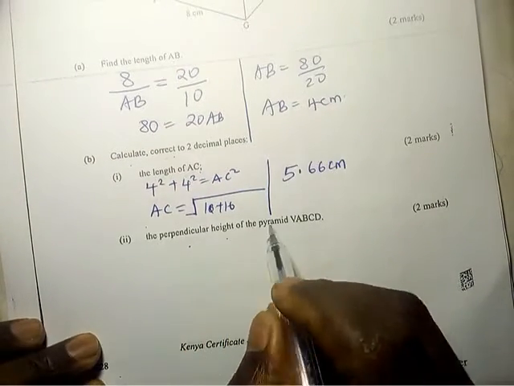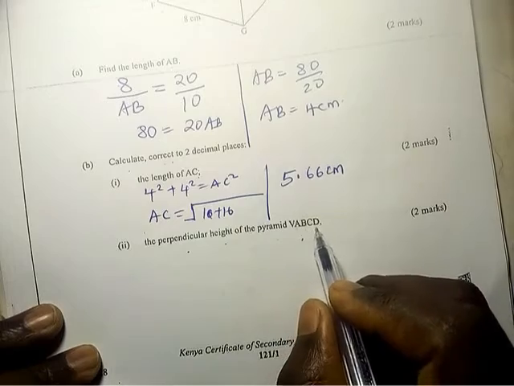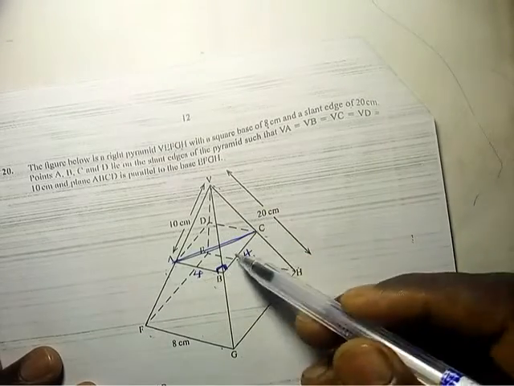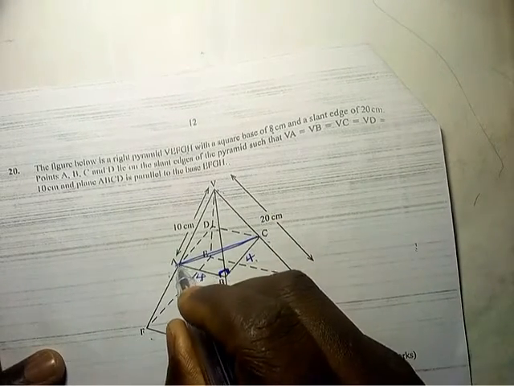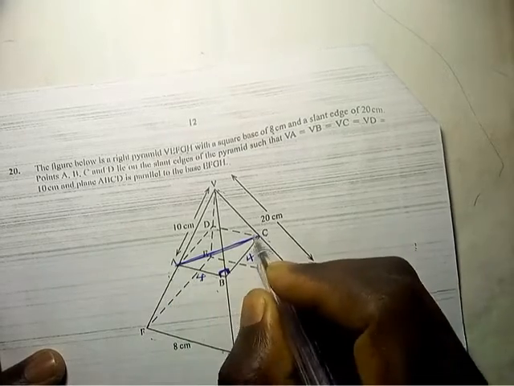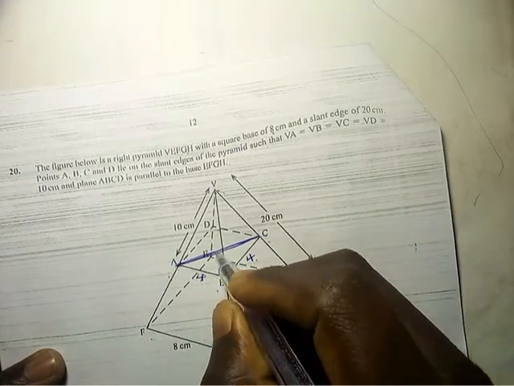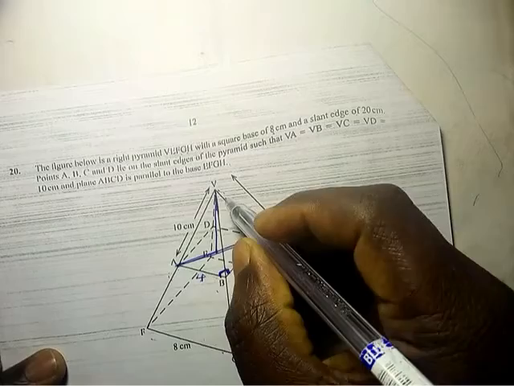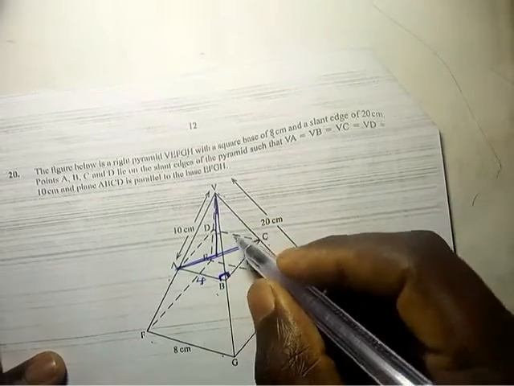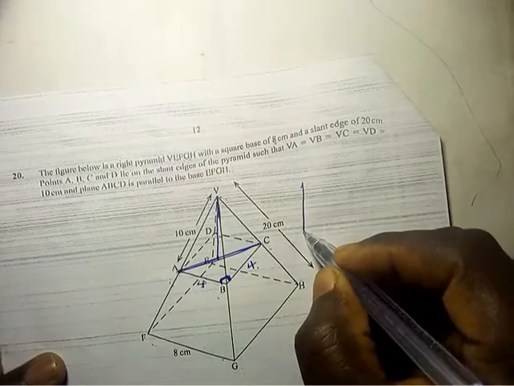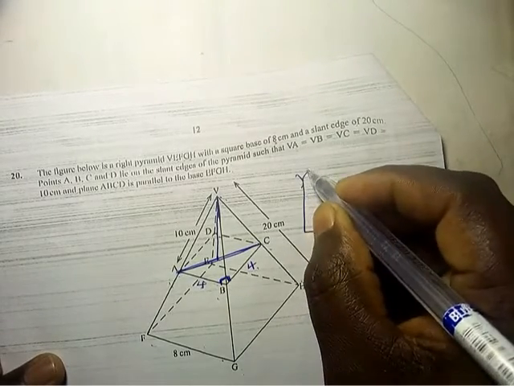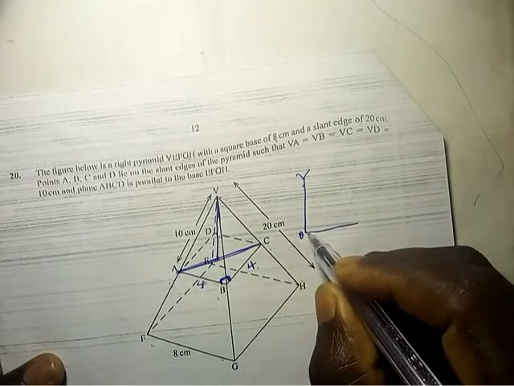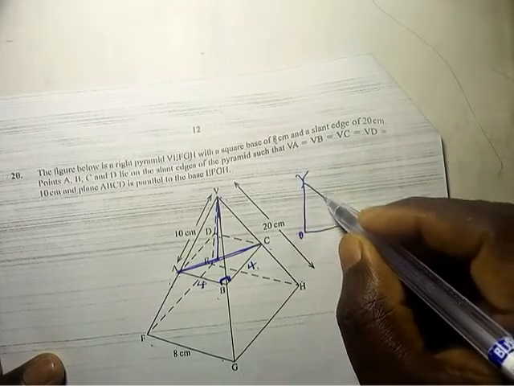Now, the perpendicular height of the pyramid VABCD, this small one. For us to get the perpendicular height, we use AC. We take AC and divide it by two. From here, the perpendicular height goes down to here. Now we will remove this. To calculate the perpendicular height of this one, we take V, O here, that is the center, and then C. So we are going to use this triangle.